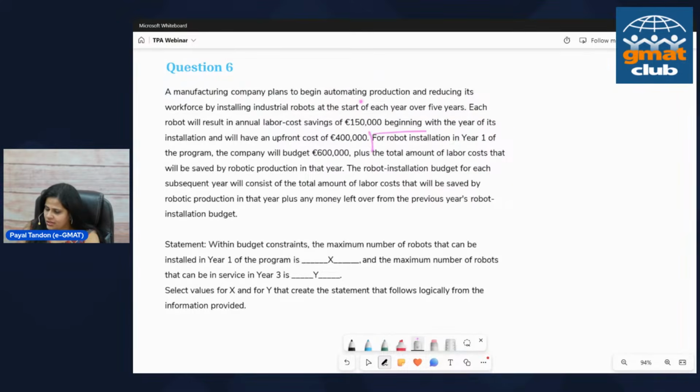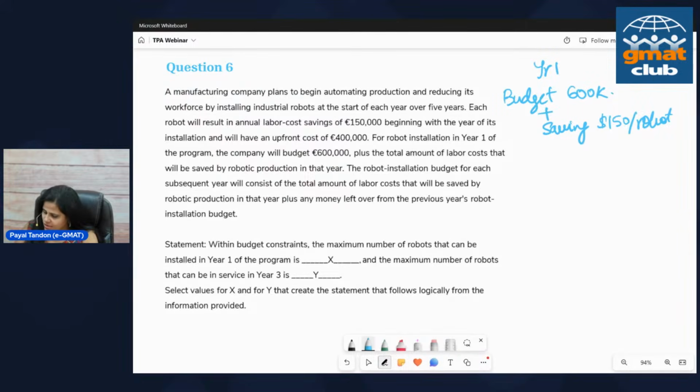Now, for the robot installation in year one, the company will budget 600K plus the total amount of labor cost that will be saved by robotic production in that year. So in the budget for year one, robot installation, hold on. So year one budget is 600K. So I'm going to write down 600K over here, plus any savings that happen. And what are the savings that happen? Savings that happen are 150K per robot in that year. So that's the budget for year one.